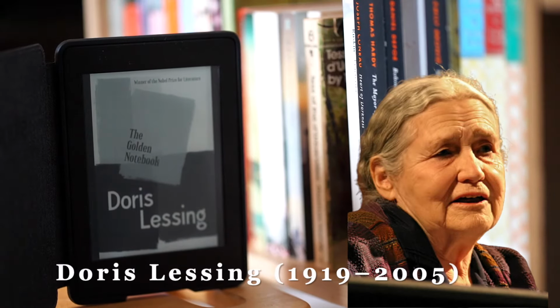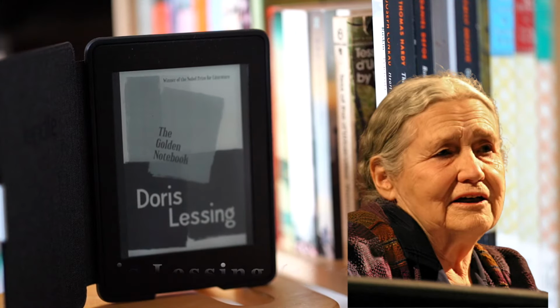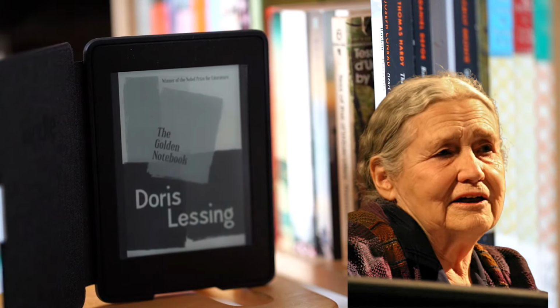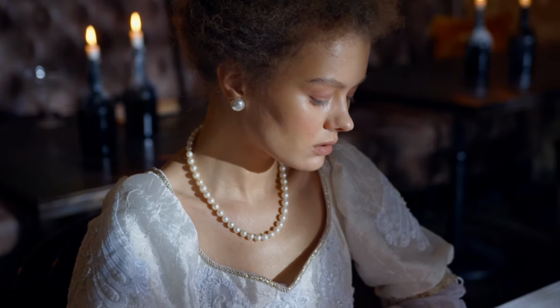Modern humans are pulled in all directions, fragmented and all over the place. So how do you keep it all together, stay in control, to form a unified identity? That's the question The Golden Notebook tries to answer.